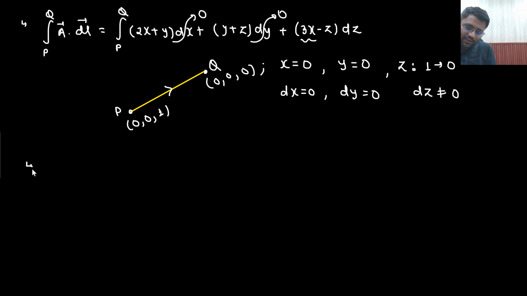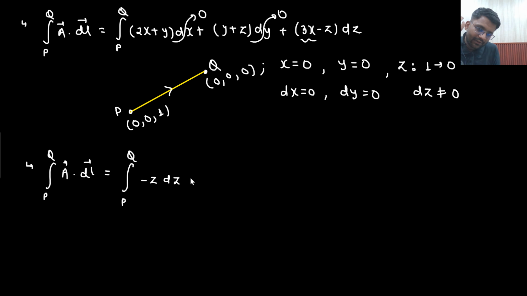So this integral from P to Q, which was A dot dl, can it be replaced somewhat like this? I am going from P to Q, x is also 0, no? On this line PQ, what is the value of x? That is 0 only, so put 0 here, minus z dz.